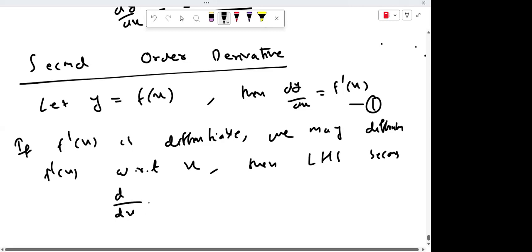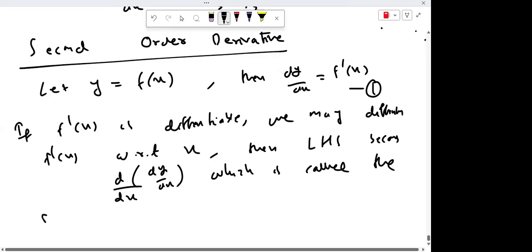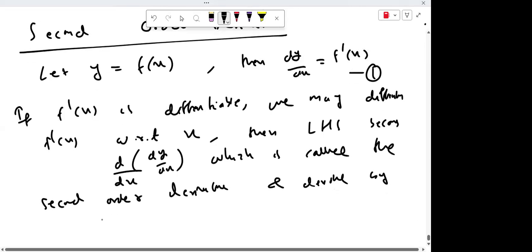d by dx of dy by dx, differentiation of dy by dx, which is called the second order derivative, and denoted by d2y by dx square. Remember, this is not square of dy by dx. Write it down. I'll tell you after this. Just note it down.